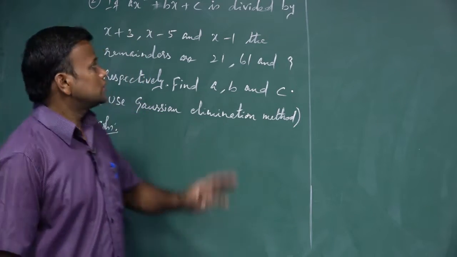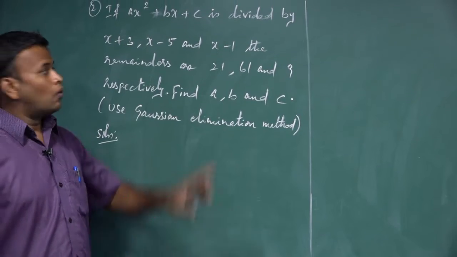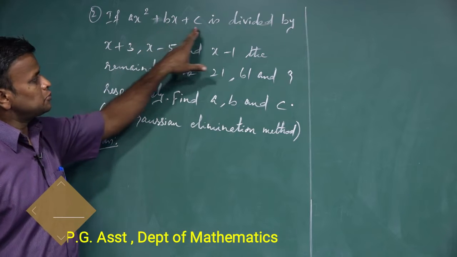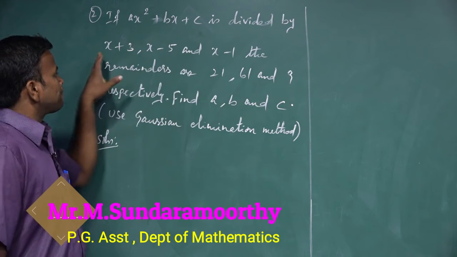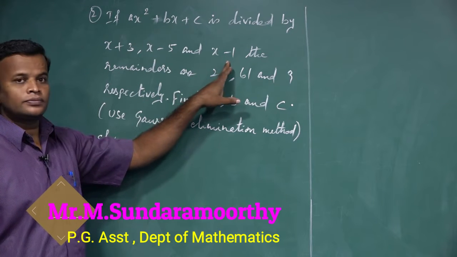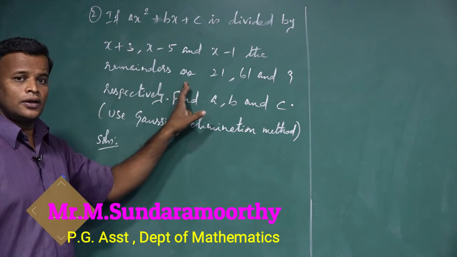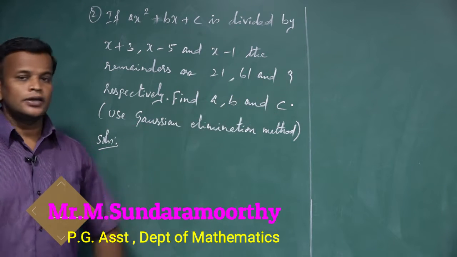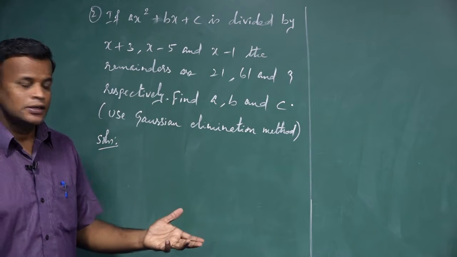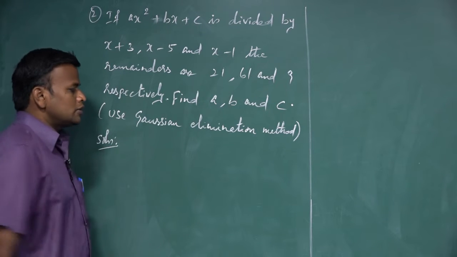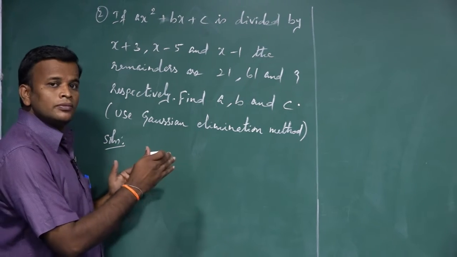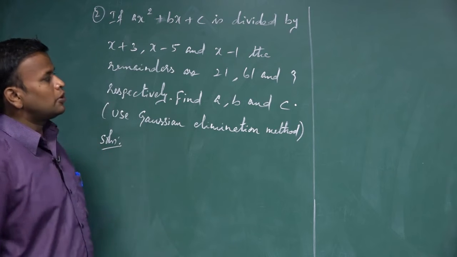You see in the exercise, the next one, the second one. A quadratic polynomial is given. If ax square plus bx plus c is divided by x plus 3, x minus 5 and x minus 1, the remainders are 21, 61 and 9. Then the question is to find the values of a, b and c. You see the bracket, use the Gaussian elimination method. The method is the same, but the given problem is a word problem.